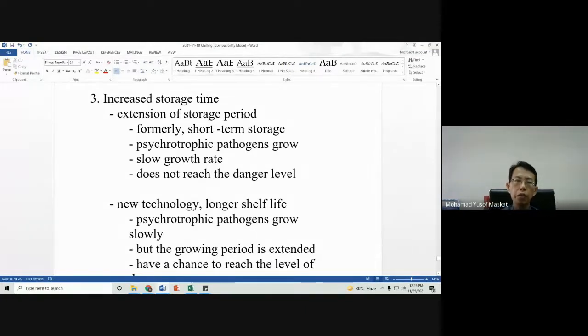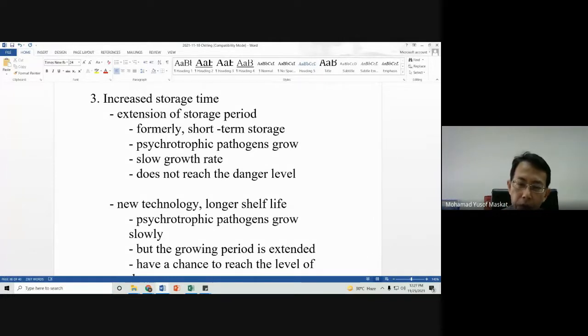Okay, this is what we want actually. For the preservation of food, we want to increase the shelf life. We want to increase the storage time. However, when there is increased storage time, it is beneficial to us, the consumers. It is beneficial to the retailers, because then the product can still be sold. It won't be thrown away because it has passed its expiry date.